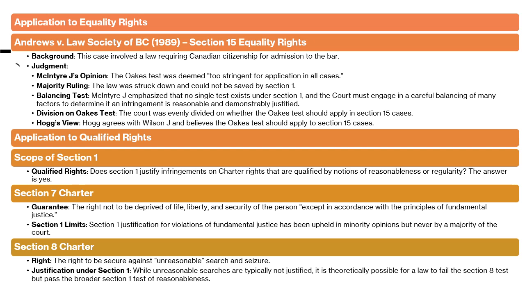We already discussed this under Andrews versus Law Society of BC. Then it applies to a few qualified rights also. Section 1 justifies infringement of Charter rights that are qualified by notions of reasonableness or regularity. So the answer is yes, it applies to qualified rights. Then, does it apply to section 7? The guarantee not to be deprived of life, liberty, security except in accordance with the principles of fundamental justice.